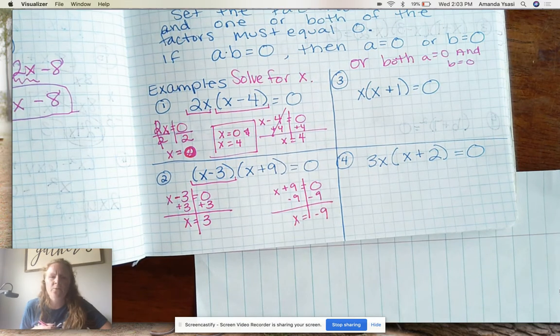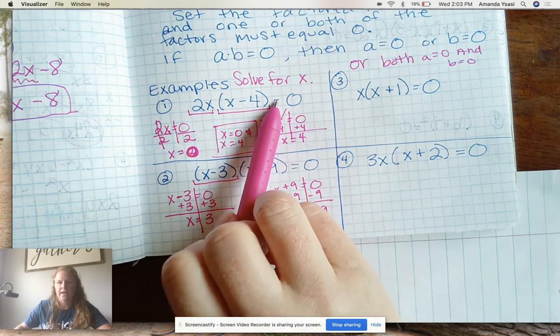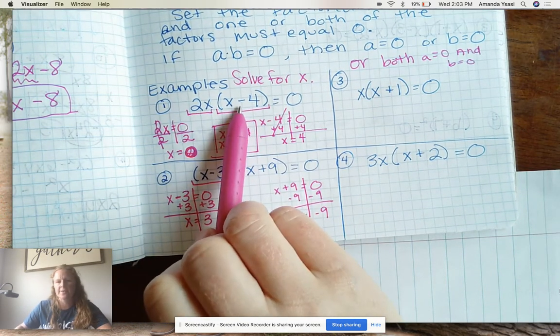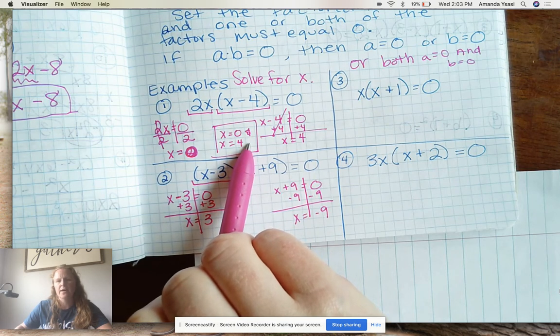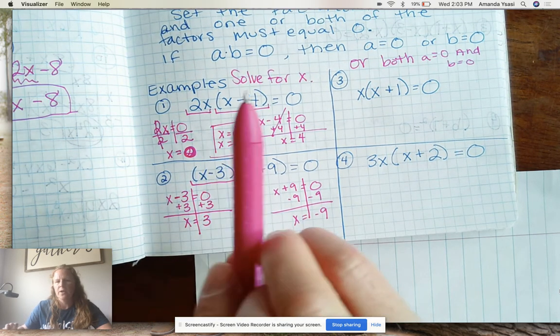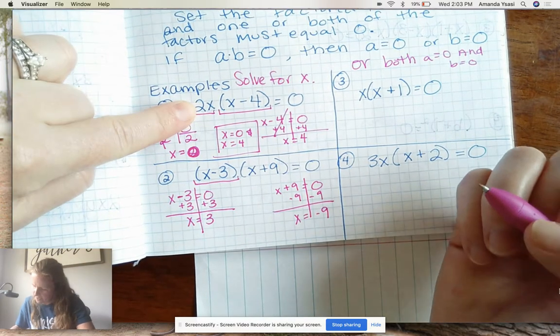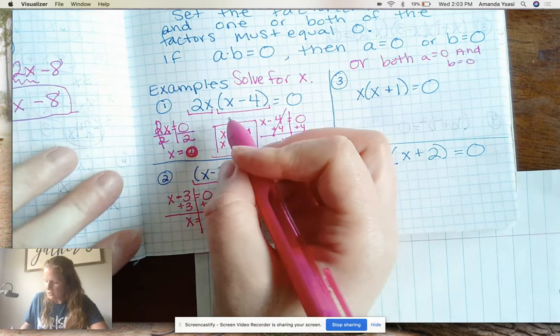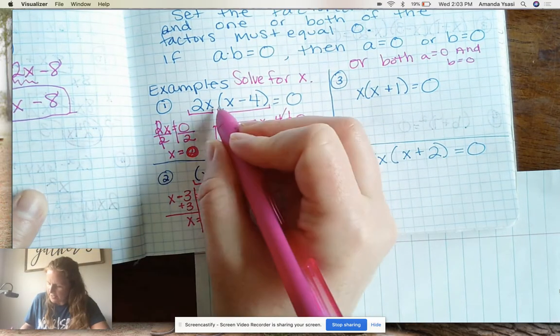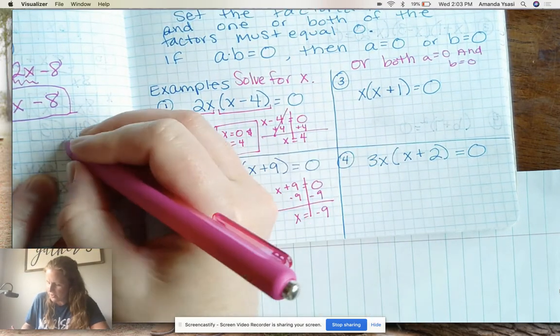So you might ask, why are we doing this? It's because we're finding what x equals. So on this, if I were to multiply this out and then plug in 0, then you would find what x equals. Let's see, if x equals 4 or if x equals 0. So this is 2x times x minus 4. So that'd be 2x squared.